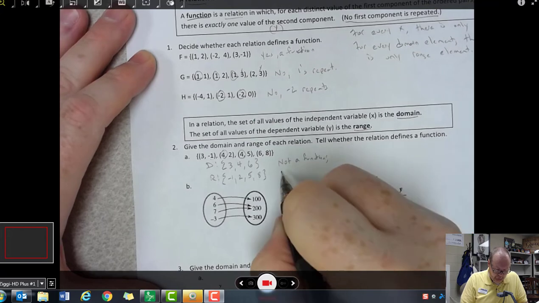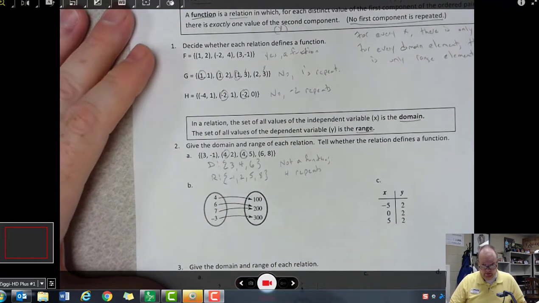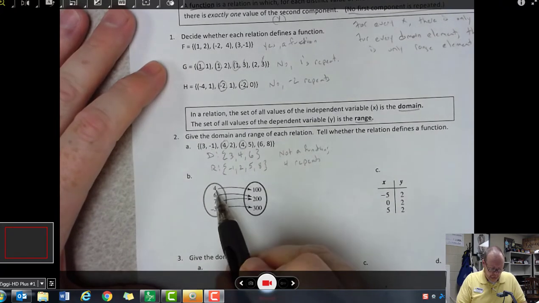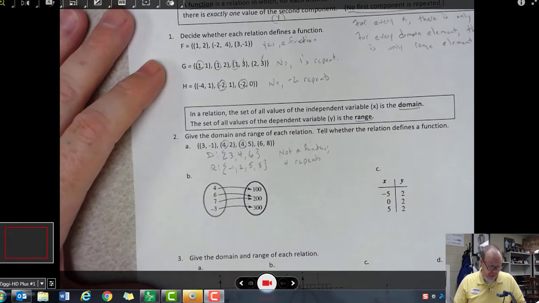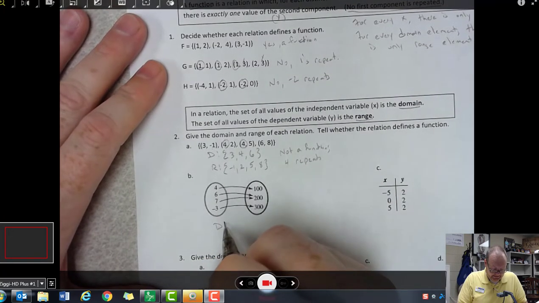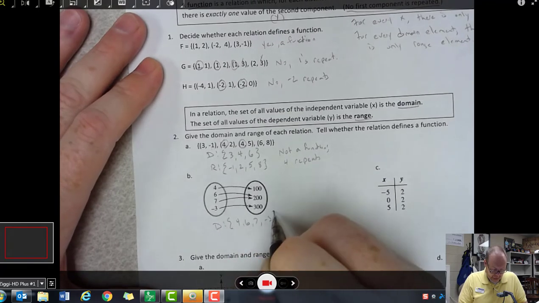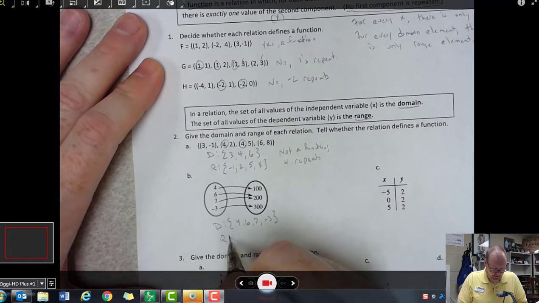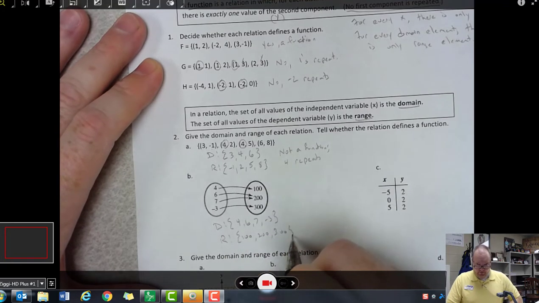And again, the reason is for repeats. So in B part, it's a mapping, as we sometimes call it in mathematics, but it's still a relation. The domain is the set of all the first elements. There they are in that left-hand bubble. The range is the set of all the second elements, and there they are.